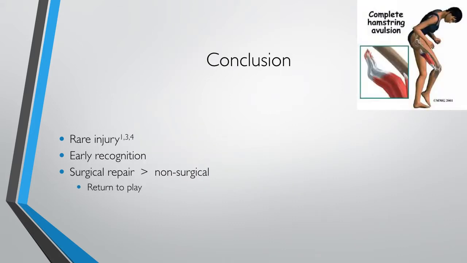Conclusion. Despite there being numerous hamstring grade 1 and grade 2 injuries, hamstring avulsions are rare. They account for approximately 3 to 11% of all hamstring injuries, and they are usually diagnosed in predominantly elite athletic populations. Early recognition is important.